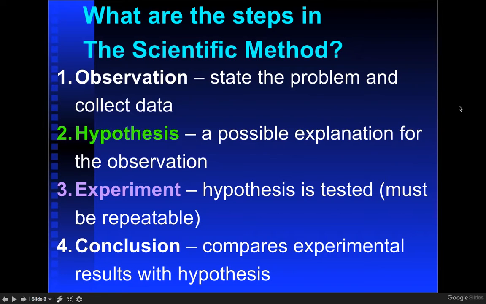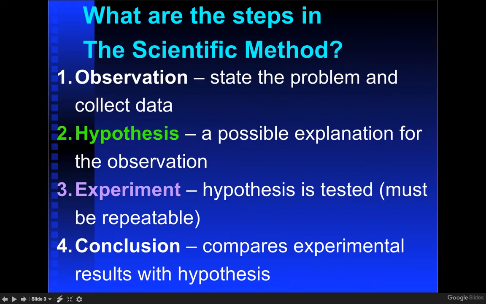Finally, we're going to analyze that experiment and come up with some conclusions. The conclusion compares those experimental results with the hypothesis. If the experiment supports the hypothesis, we may ask a new question or refine our hypothesis. But it's more useful when our hypothesis is not supported by our experiment, because what we end up with is new information, something that surprises us.